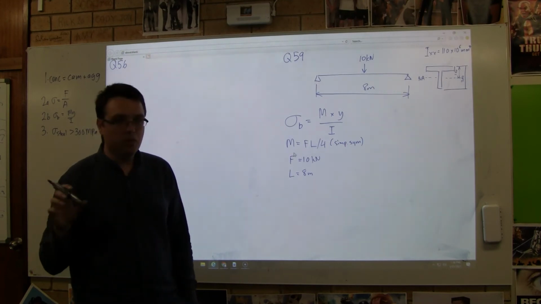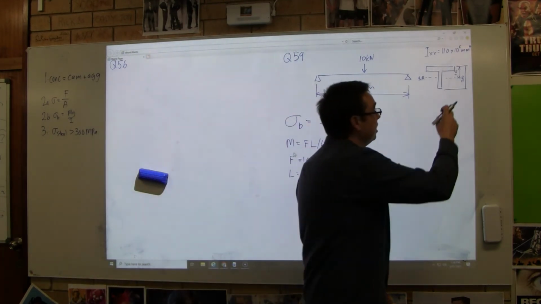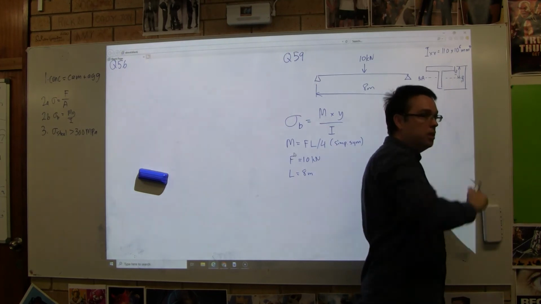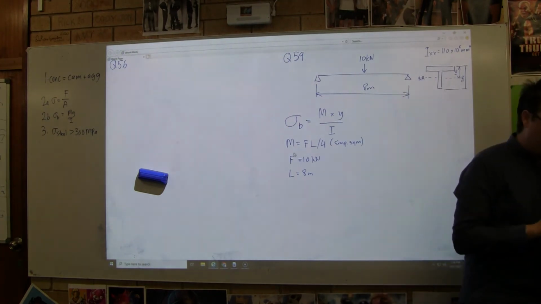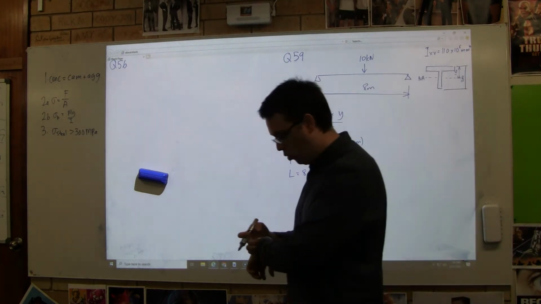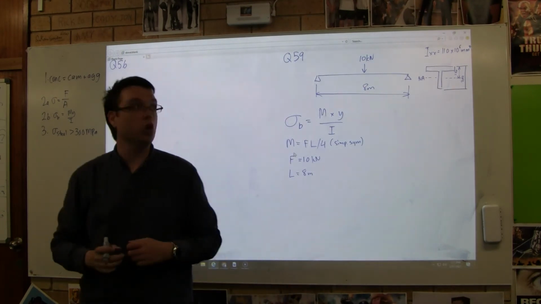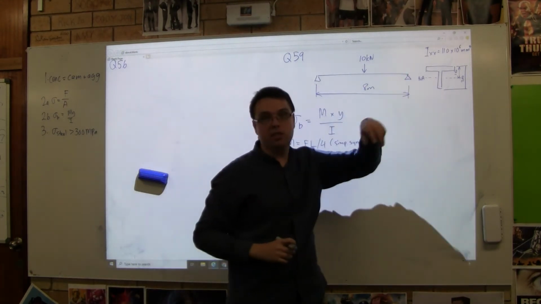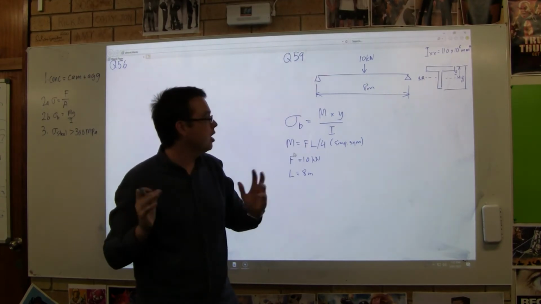Now, I said there was a minor criticism here, which is that I think that this value here, the distance to the neutral axis from the top, would be much smaller. I think the distance from the neutral axis to the top would probably be half that distance. But I've got to go with what's in the question. I can't change that bit.